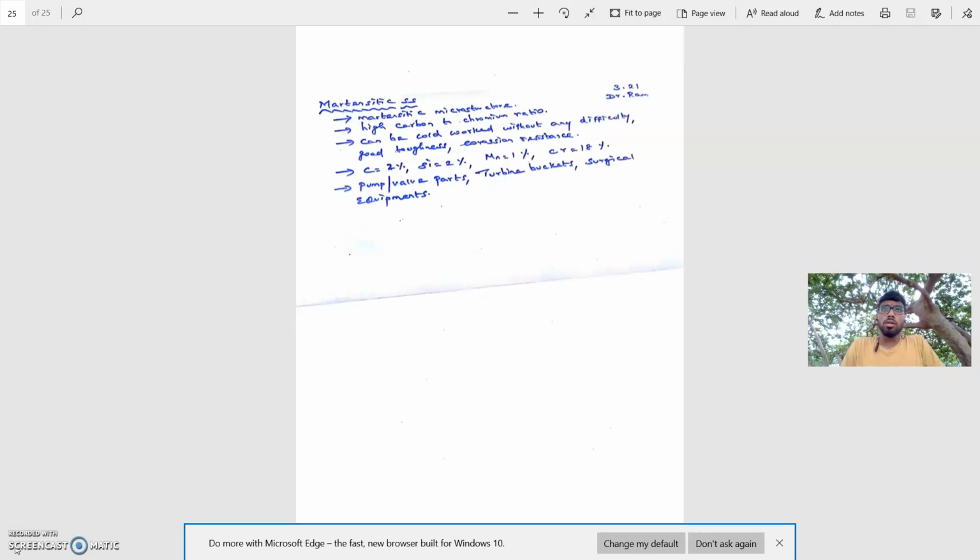So today's discussed topics: we have discussed high alloy steels. They consist of two types: tool steels and stainless steels. In tool steels, we have discussed various types which are used for various applications. And in stainless steels, we have discussed three types of stainless steels.